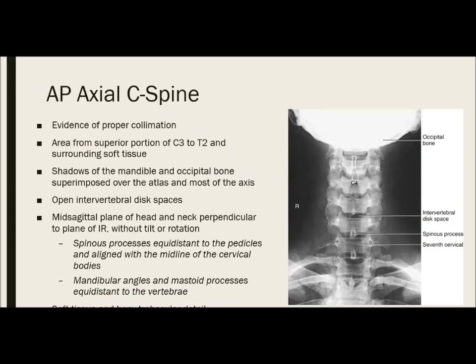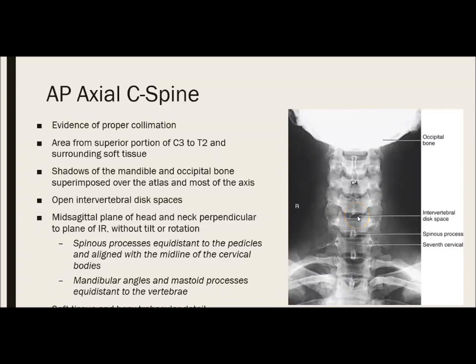Now our image evaluation criteria for this one, we want to make sure we have evidence of proper collimation. We want to see the area from the superior portion of C3, okay, all the way down to T2. Okay, and then we want to make sure that the shadows of the mandible and the occipital bone here are superimposed over the atlas and most of the axis. We don't want them down here in C3 and C4, that way we can't see it. We want to see our open intervertebral disc spaces here.